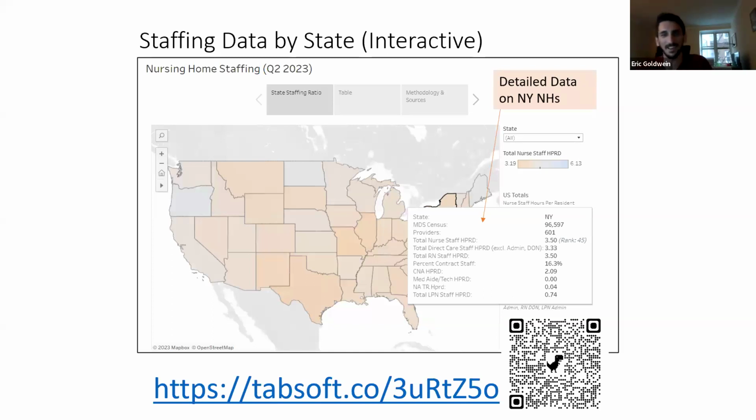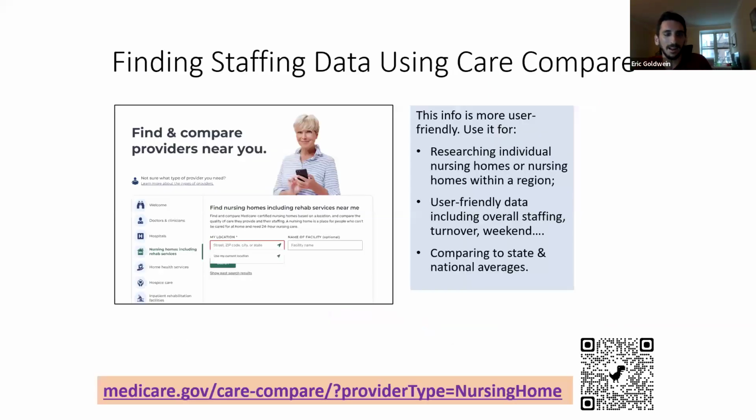So in this case, you hover over New York and you can see that New York ranks, I think, in the bottom 40. I'm zooming in here, but it ranks, I think, around 45th in the state in terms of overall staffing level. Now, on the next slide is a more, I call it a more consumer-facing option.